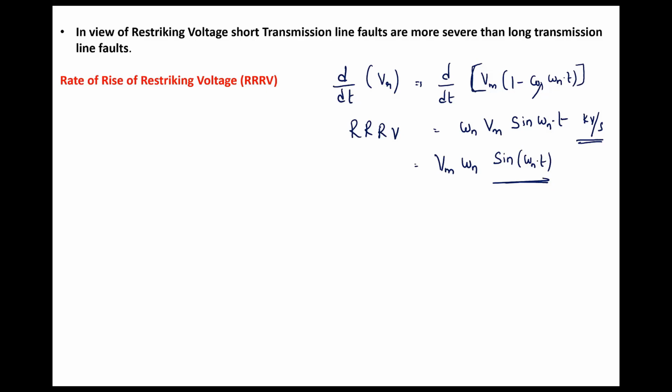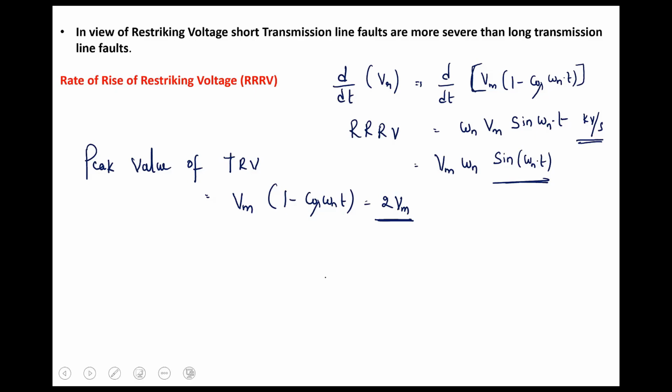So what is the peak value of restriking voltage? First we will write what is the peak value of transient recovery voltage. So here what is the highest value you can obtain from Vm into 1 minus cos omega n into t? The peak is when cos omega n into t becomes pi, then this value is going to become 2 Vm. The peak value of transient recovery voltage is 2 Vm.